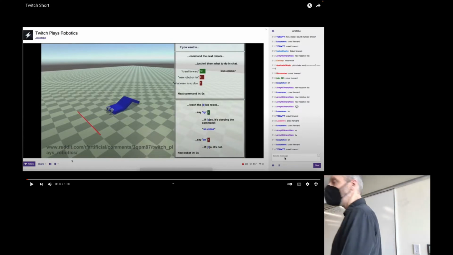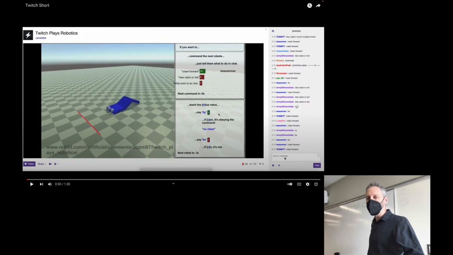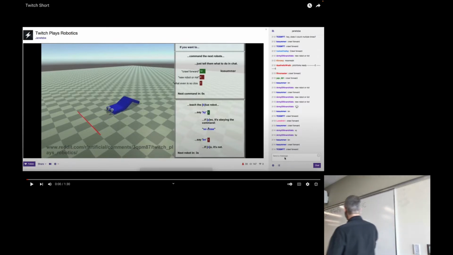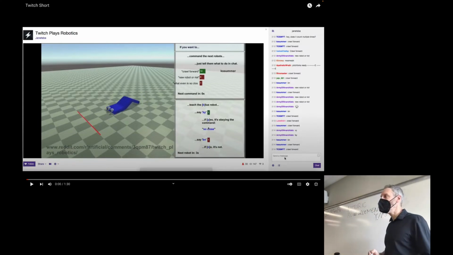Here's the interface, and you may or may not be able to read this. We've got some tutorial panels here on the right in the stream, trying to explain to the crowd that there are two different kinds of things you can type into chat. You can type in commands, plain English words that you want the robot to obey. And you can also supply reinforcement, where reinforcement here is going to be either yes or no. Yes, the current robot is obeying the current command that we've issued to the robot, or no, the robot is disobeying the current command that we've issued to the robot.